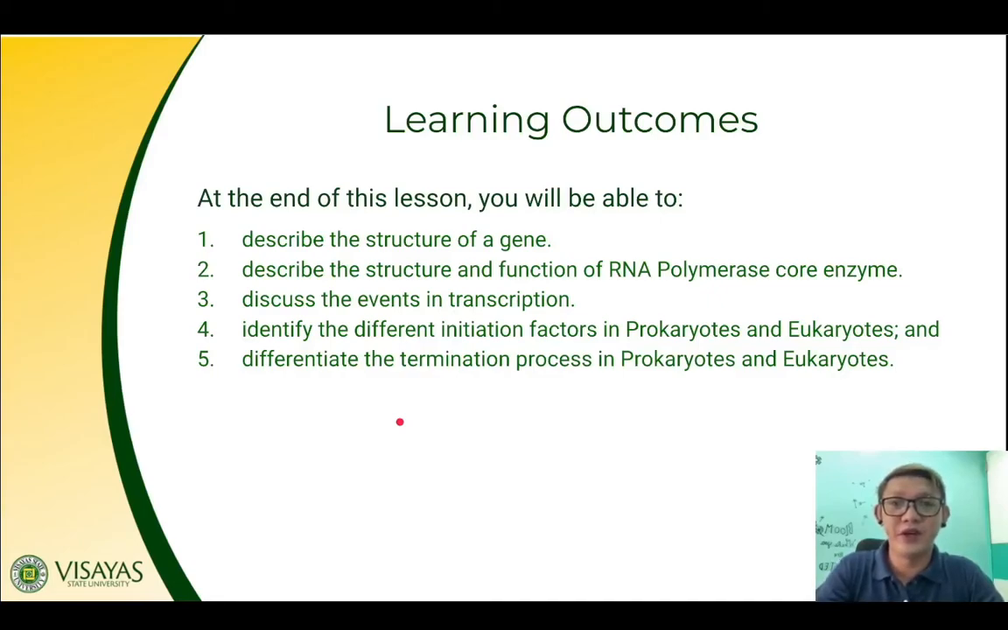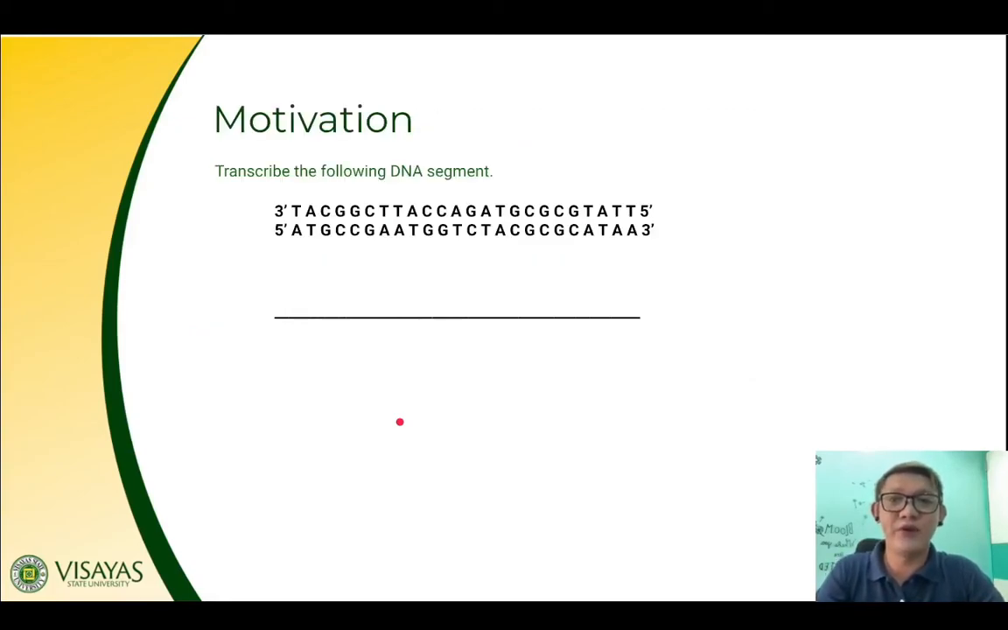as a review on the basics of the transcription process. In your previous lesson on genetics, you were introduced to the basic concept of transcription. So you were able to transcribe a DNA fragment into an RNA, into a messenger RNA. You have here a given DNA segment, and I want you to transcribe this DNA segment. You have here the 3' to 5' strand and a 5' to 3' strand.